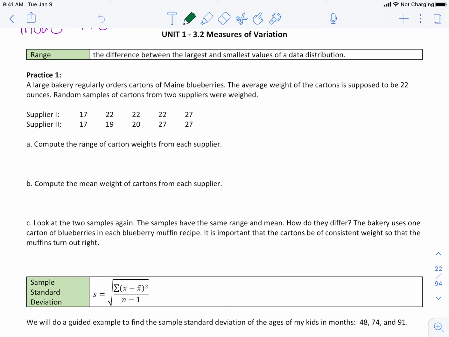Hi everyone, today we're doing notes for 3.2, which is on measures of variation. The range is the difference between the largest and smallest values of a data distribution.